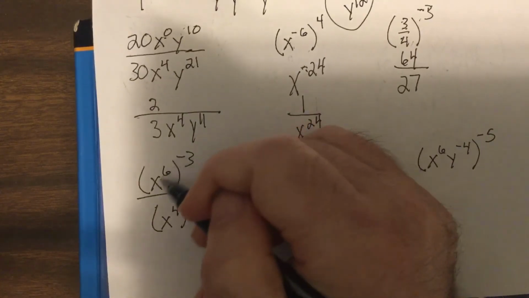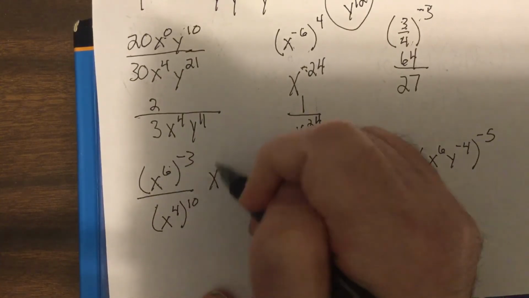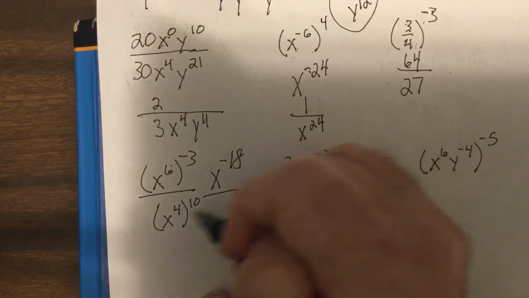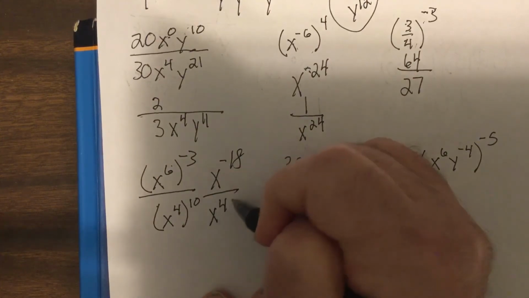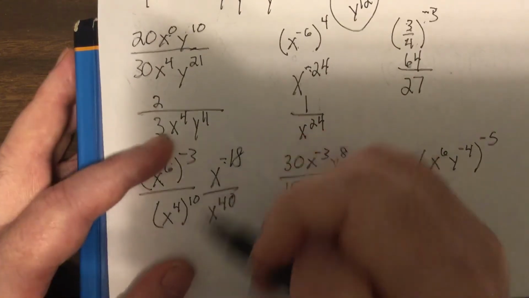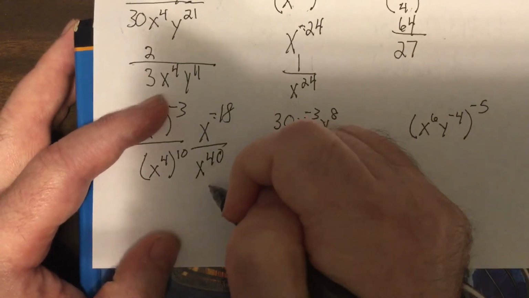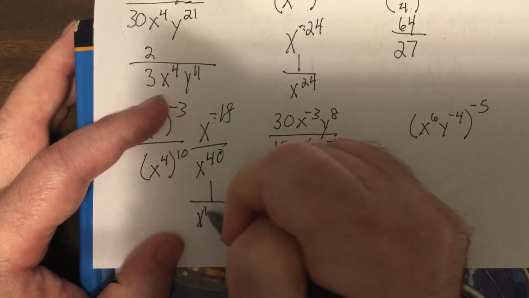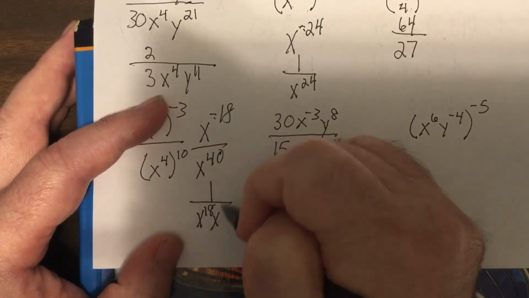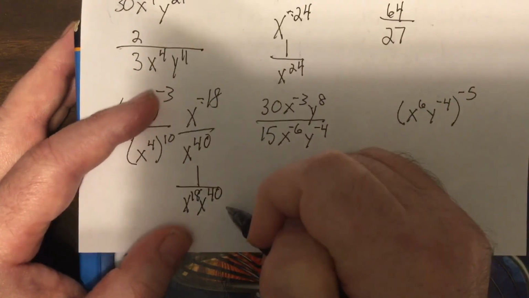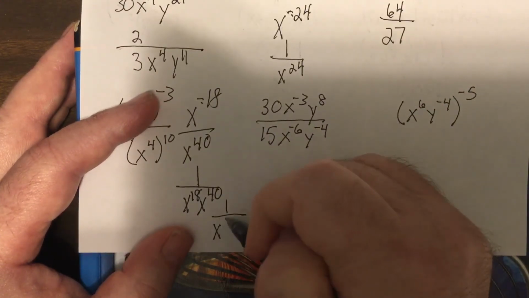This one, base to a power, multiply. This would be x to the 40th. Oh, negative power, I need to move it. So it's x to the 18th times x to the 40th, excuse me. So 1 over x to the 58.